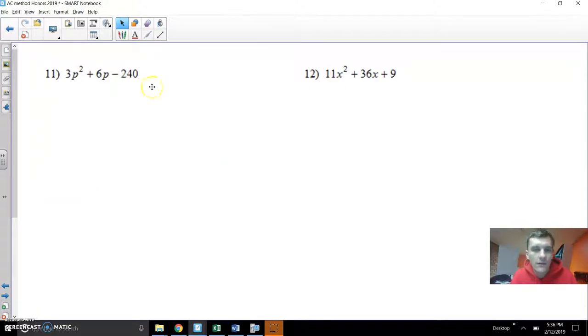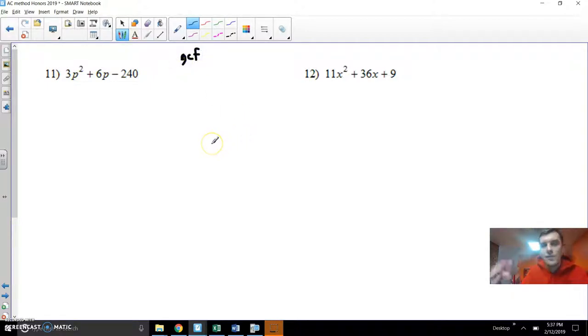And then the very last two, really just this one, number 11, what we really want to watch out for in this one is that you want to always check for GCF first, because as the problems become a little more challenging, you want to know that you take a greatest common factor out, and then what's left can be further factored in the way that we're talking right now. So 3 is a number that goes into all of these. So I'm going to start by taking out 3. So that gives me p squared.